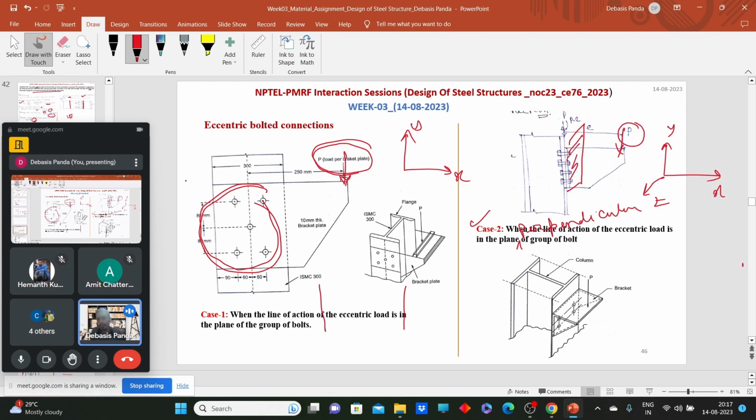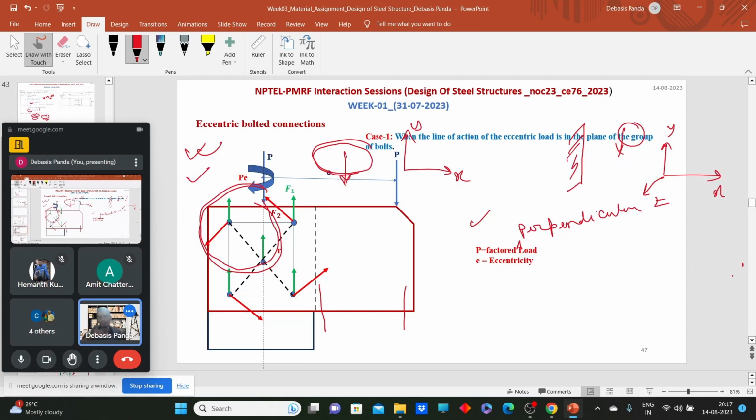First we will go to case one, when the group of bolts and the line of action of eccentric loading are in the same plane: which kind of forces will be generated in the bolts, how we can design and how we can analyze these things. Then we will go to case two. So today we will go to the first case. Here we have the examples.